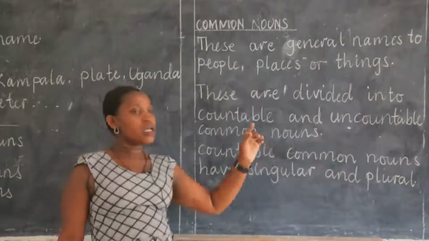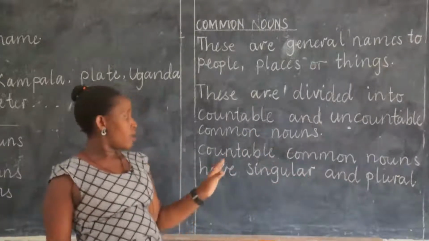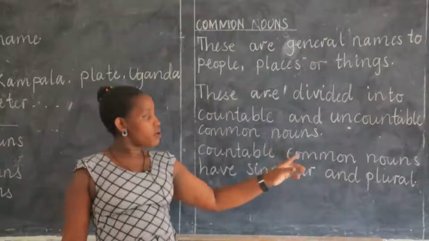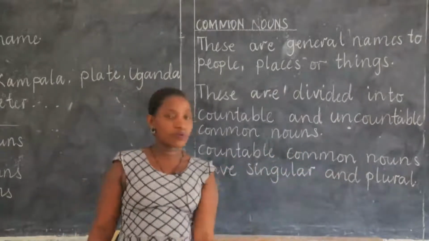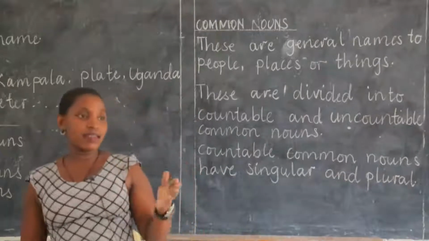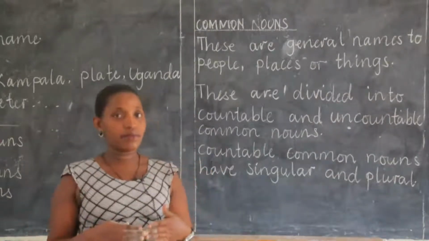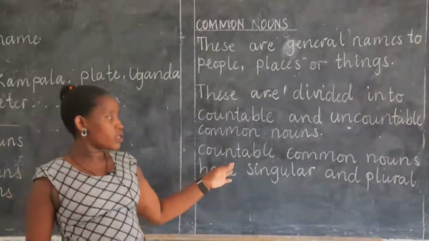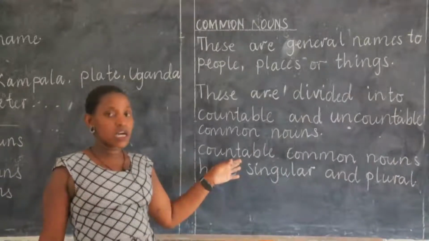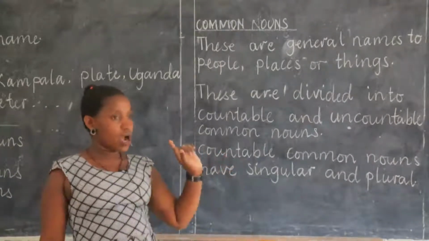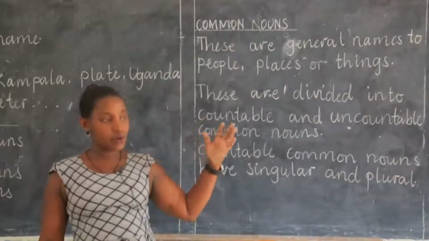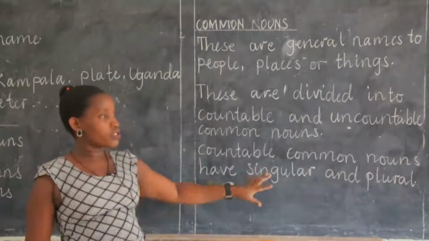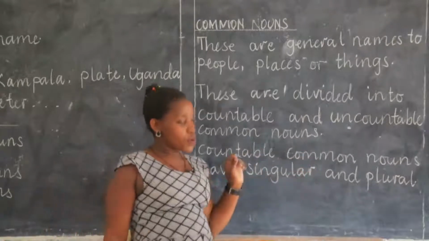Countable common nouns. We are saying countable common nouns have singular and plural. They can be one and then they can be many. That's what we call the countable common nouns. We can say one girl and then we say two girls, three and more. Those are what we call singular and then plural.